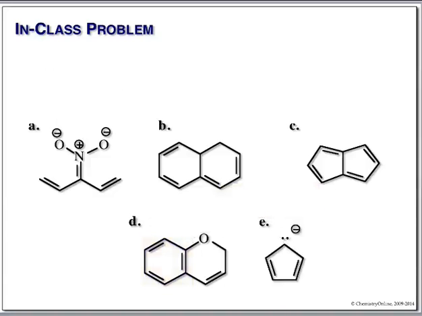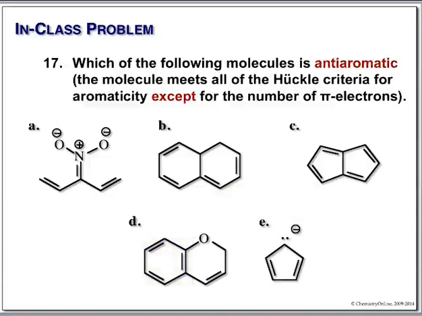All right, let's look at this again. We talked about things being anti-aromatic. So this is... Now, in order to be anti-aromatic, it must meet all of the Huckel rules except have the wrong number of electrons.